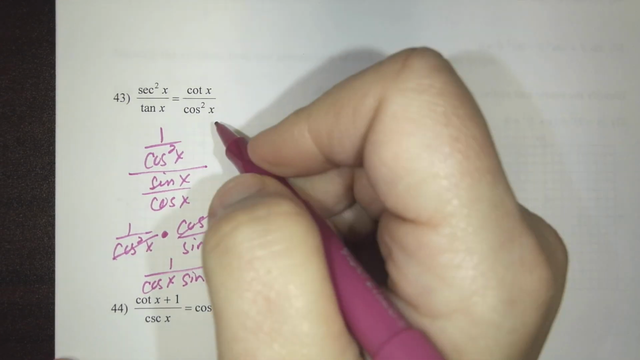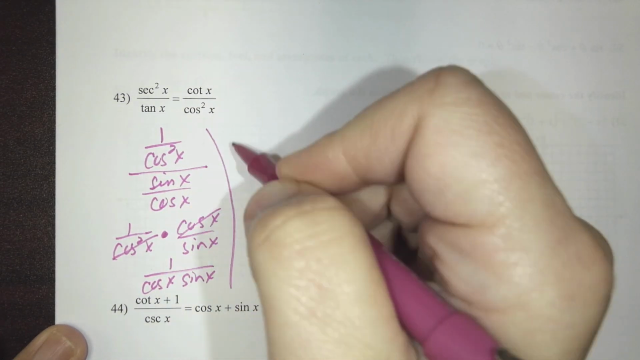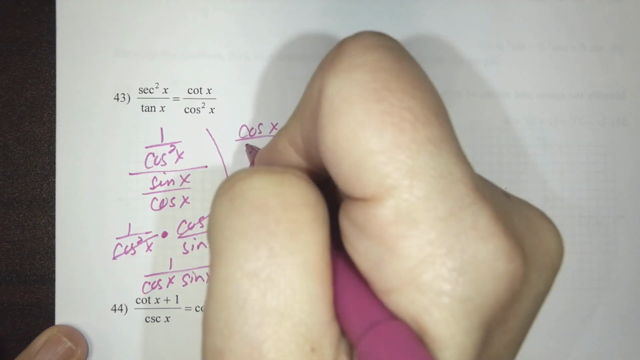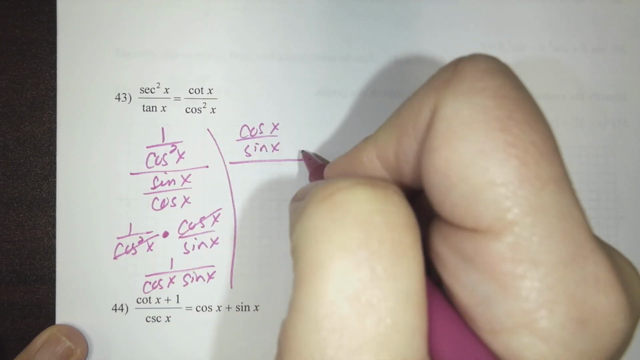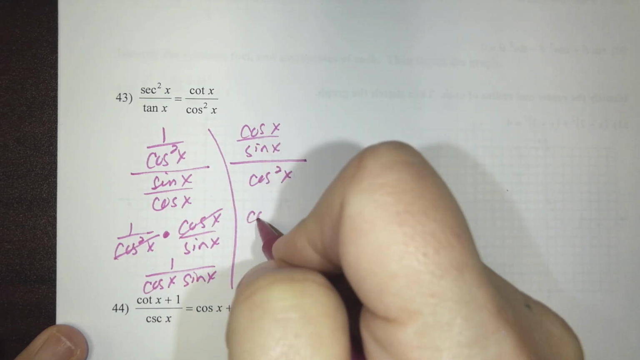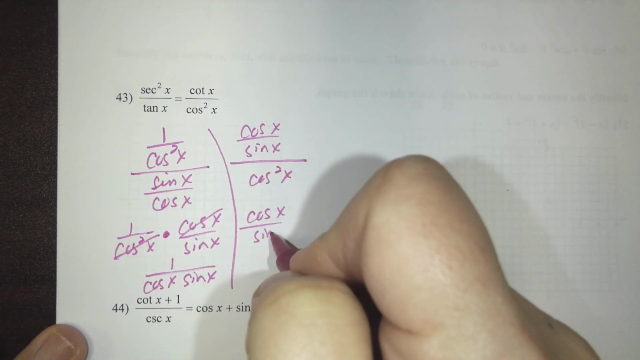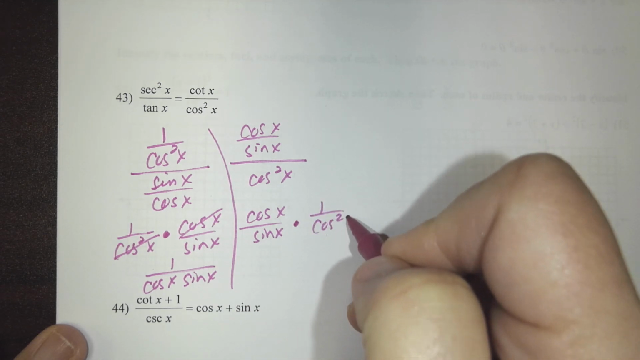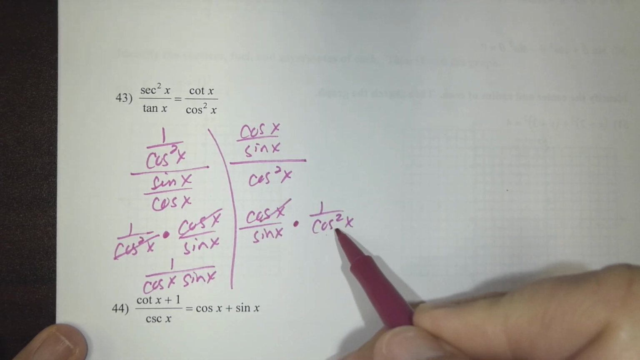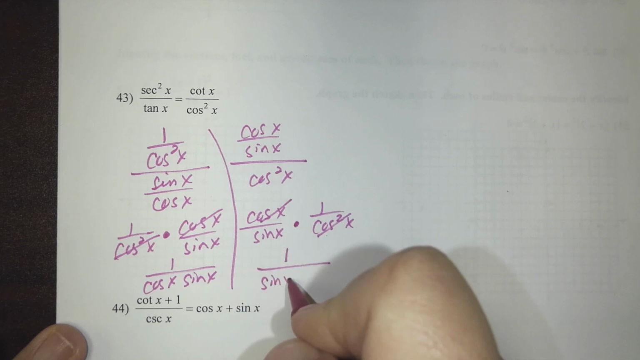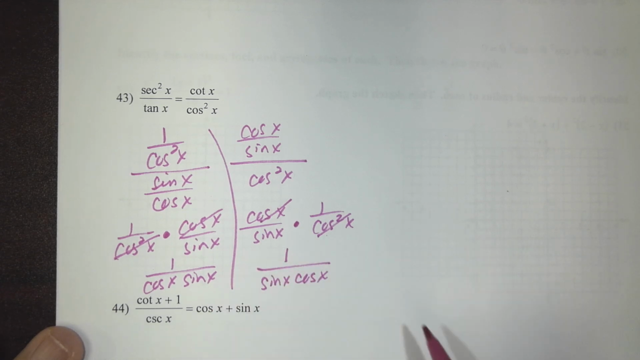All right, well, I'm going to have to work on this side now. So cotangent, again, is cosine over sine over cosine squared. I'm going to do keep, change, flip again. Cosine x sine x times, change, flip, 1 over cosine squared. That cancels with that, and it looks like I'm going to have the same thing again, sine x, cosine x, which really those are the same.